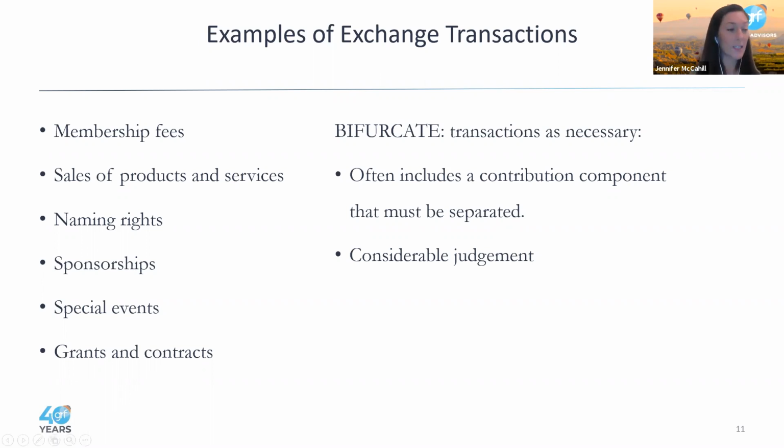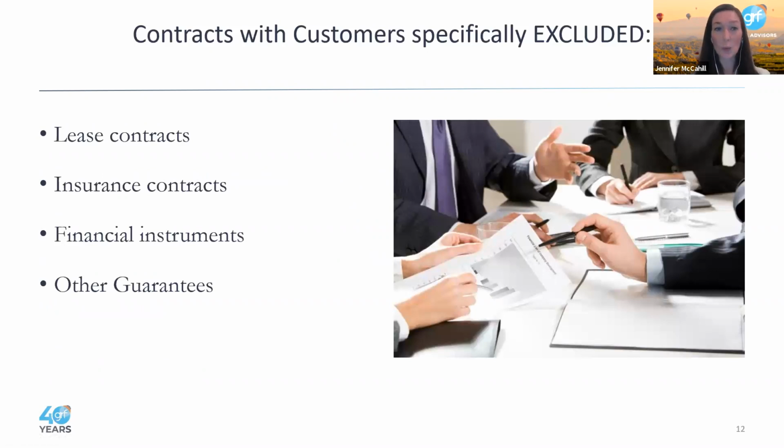The guidance does specifically exclude some items, so we've provided them here. Lease contracts, insurance contracts, financial instruments, and other guarantees are not applicable. And then of course, what we've mentioned before, contributions do not fall under Topic 606.